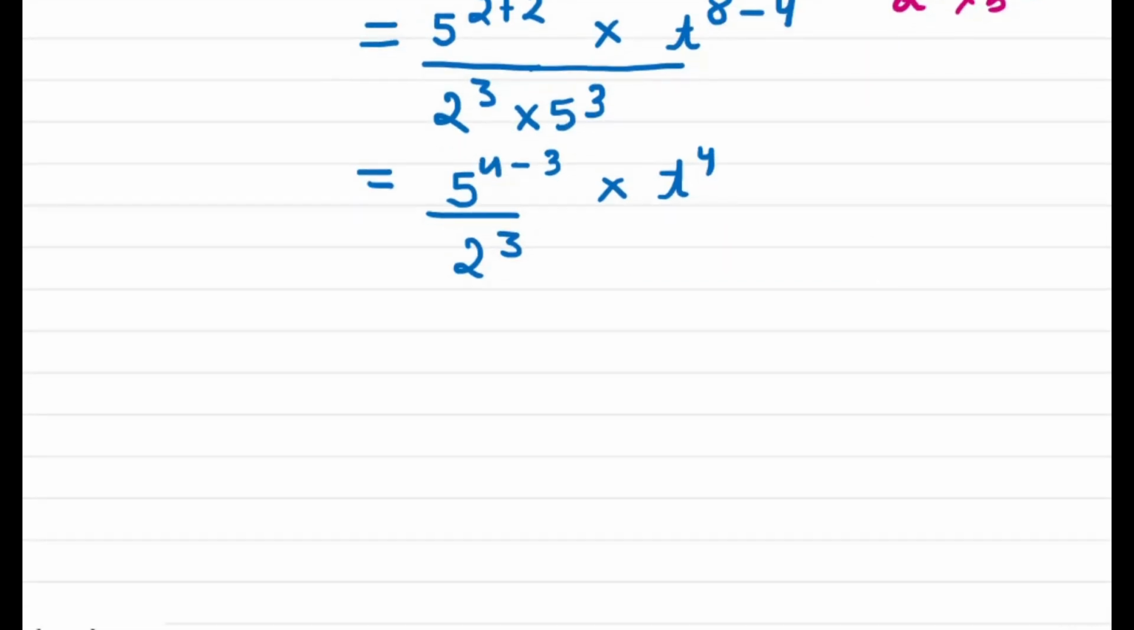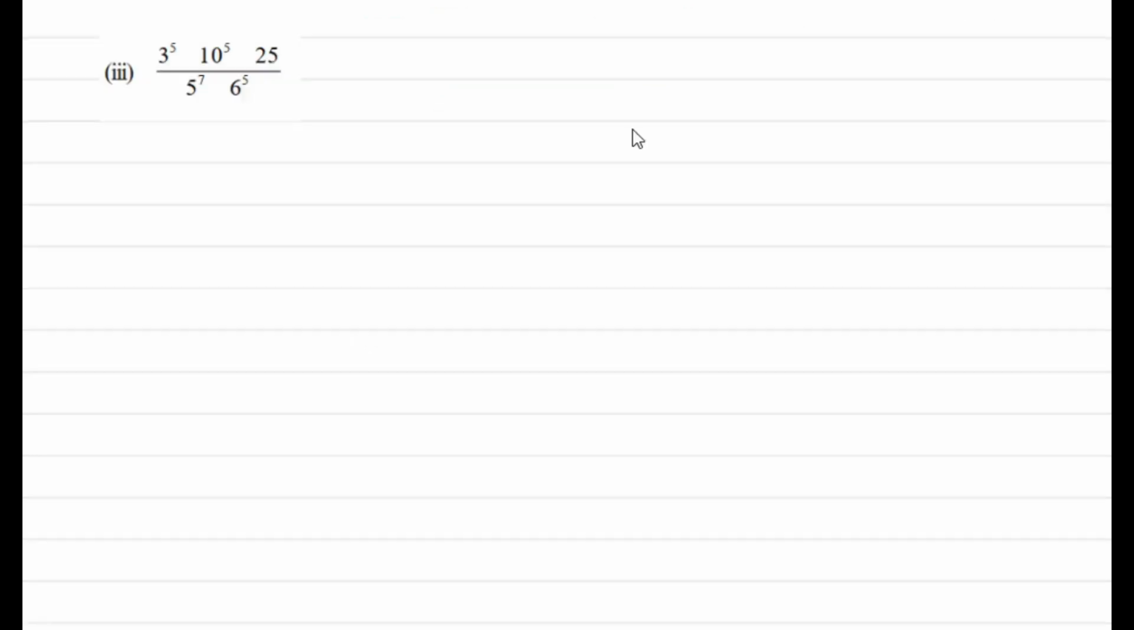So after solving this, in the numerator we'll get 2^5 divided by 8. 2 to the power 3 is 8, into t to the power 4. So this is your answer. So this is the next one, the third part.